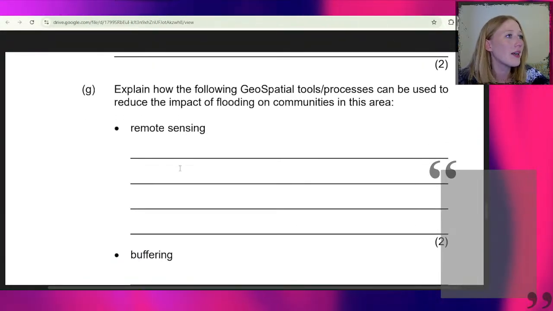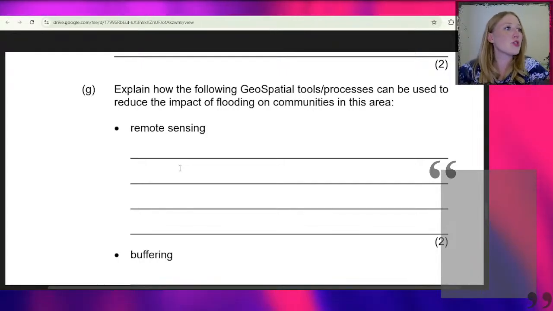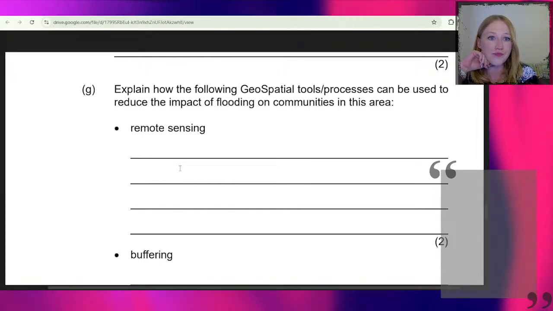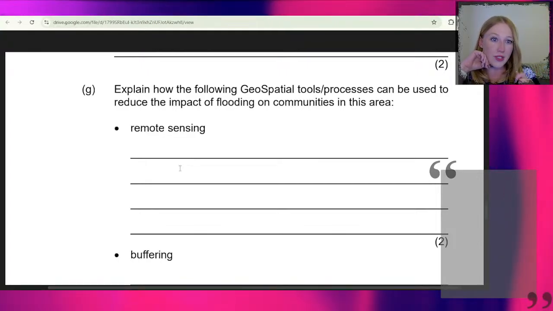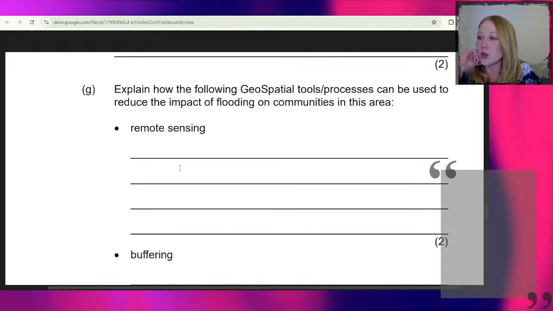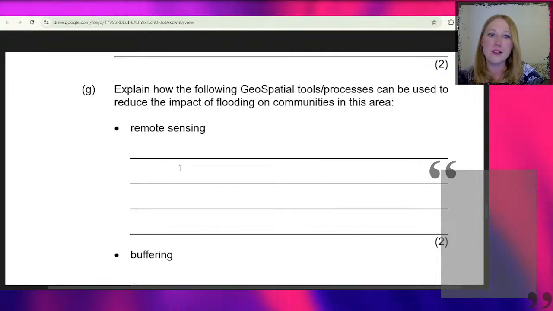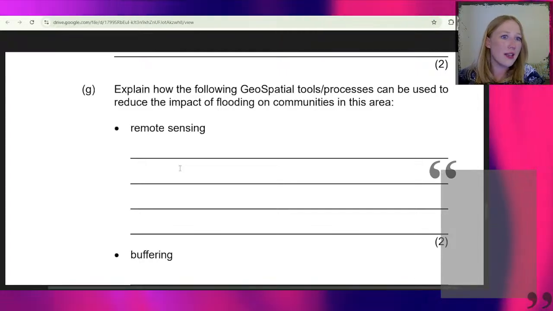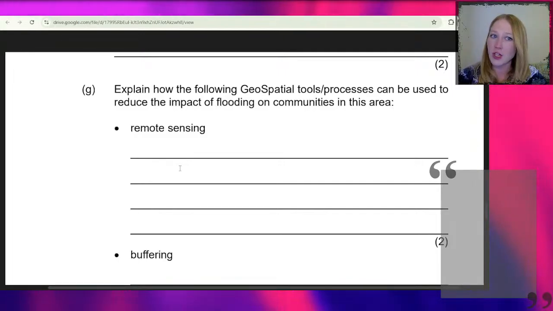Explain how the following geospatial tools slash processing can be used to reduce the impact of flooding on communities in this area. Okay, when we look at this geospatial stuff, especially remote sensing, I want you to almost mentally replace remote sensing with satellite images. So, how would satellite images help us reduce the impact of a flood?